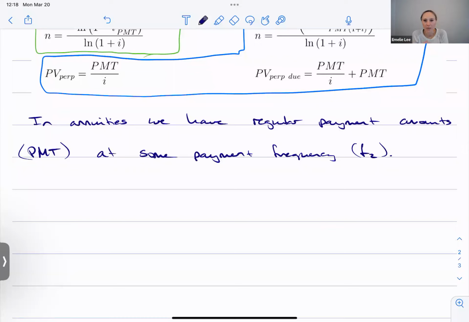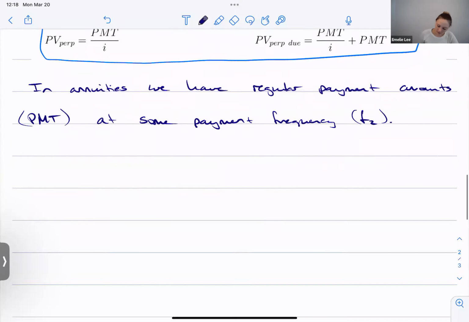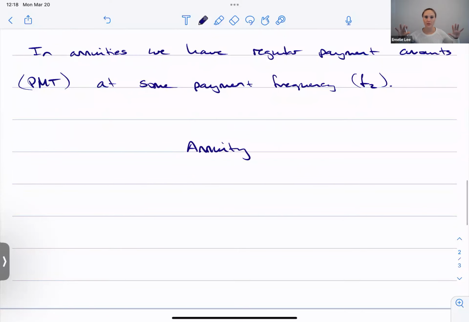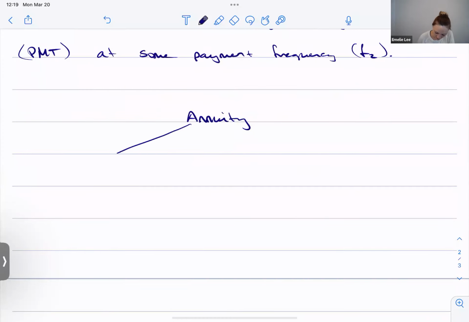Okay, now I'm going to draw a general timeline. You know what? No, I'm going to start like this. There are two types of annuities, okay? And I'm going to break them up into chapter 6 and chapter 7 because that's what the textbook's done, okay? But the same ideas apply, okay? So you can have two different types of annuities. You can have an ordinary annuity.